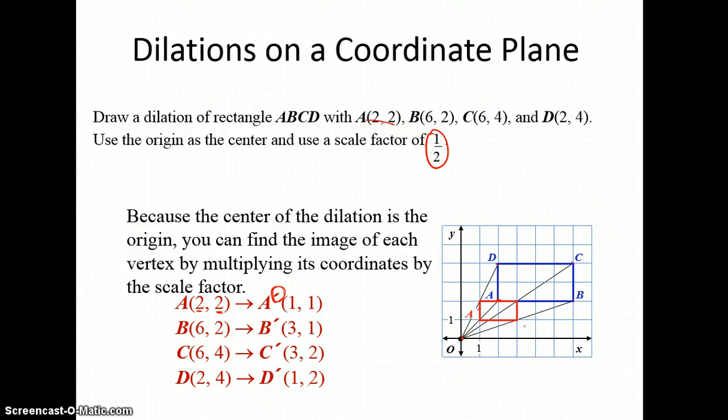Now look. What do you notice when I draw lines from the origin to each of the original points? You might notice that A and A prime are on the same line. D and D prime are on the same line. C and C prime are on the same line, and B and B prime are on the same line. This is a great way to check whether or not you are correct in your dilations, if the origin is the center of your dilation.